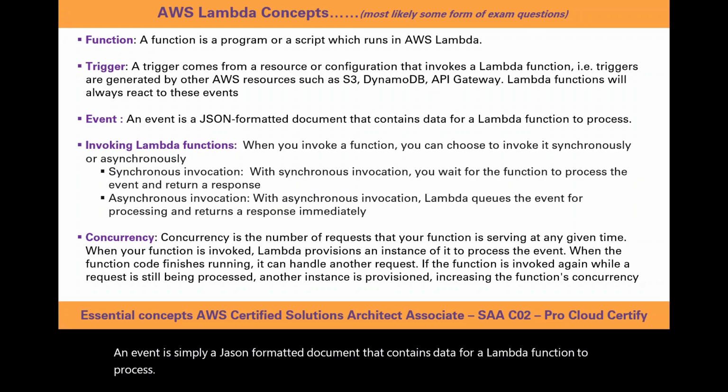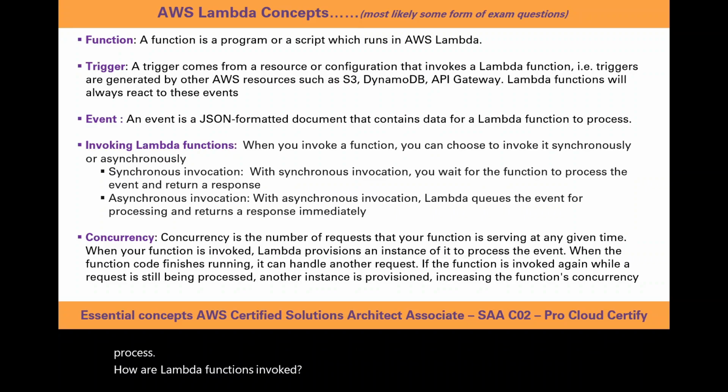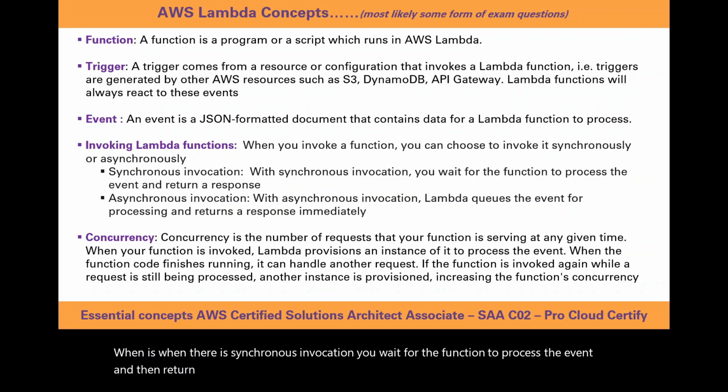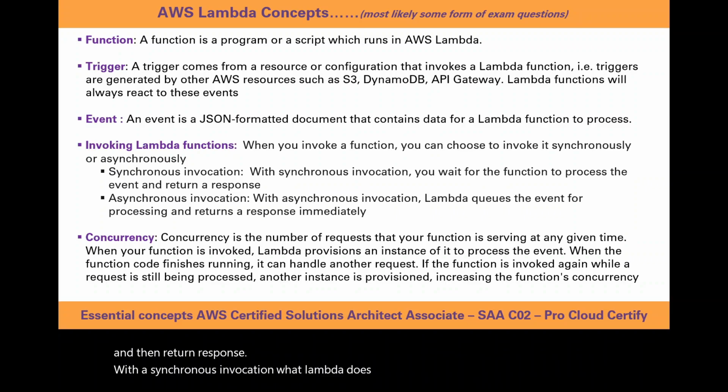Now, how are Lambda functions invoked? When you invoke a function, you can choose to invoke it either synchronously or asynchronously. When there is synchronous invocation, you wait for the function to process the event and then return a response. With asynchronous invocation, what Lambda does is Lambda queues the event for processing but returns a response immediately.